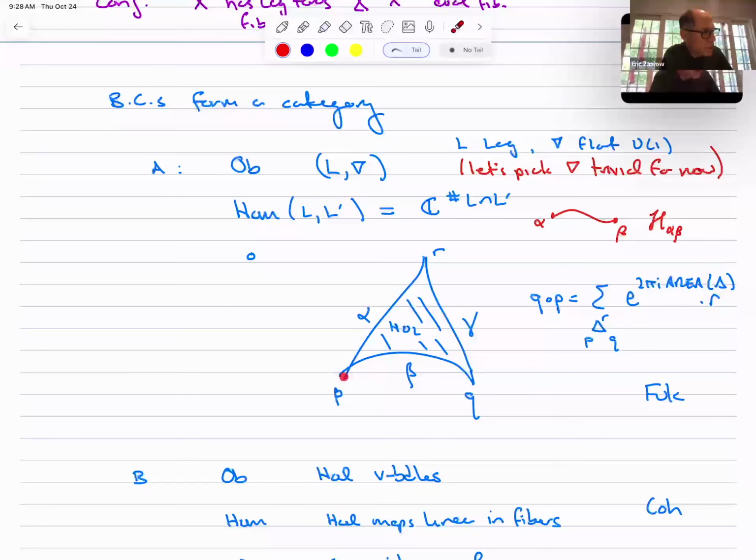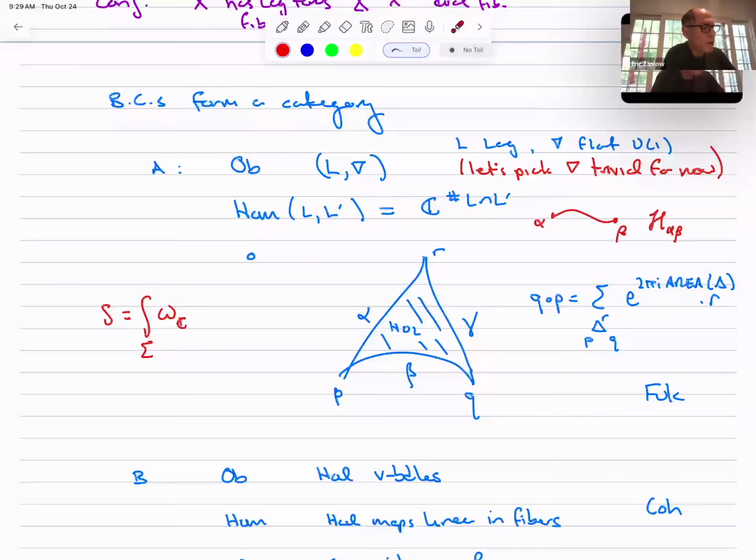So the composition of P and Q, which I'll write Q composed with P, is obtained by summing over all possible maps like this, weighted by the area of that map. The path integral told us to weight by e to the area, because if you'll recall, the action was given by the integral of this complexified omega over the surface, technically pulled back, but there you go. Okay, and that category we called the Fukaya category.